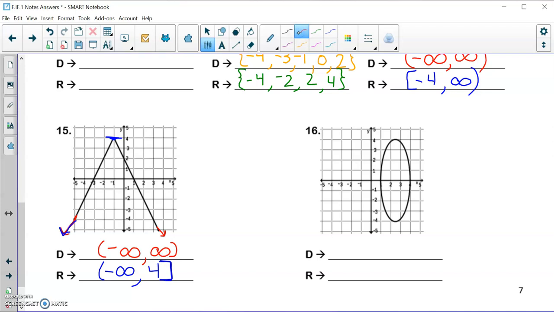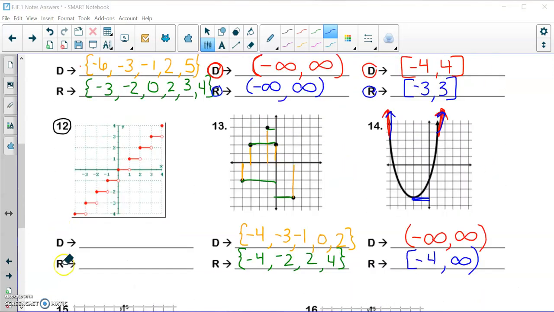And then lastly, number 16, my domain is anywhere from 1. My leftmost point is 1. My rightmost point is the x value of 4. So it can be anywhere in between 1 and 4. And for the range, my bottommost point is -4. My topmost point is 4. And since it can be that, then you use brackets. We actually aren't going to do 12 because it's really complicated.